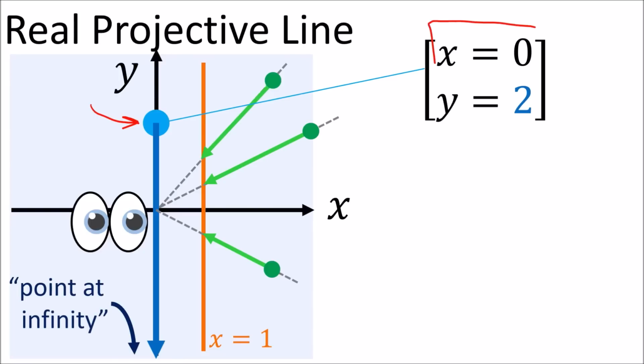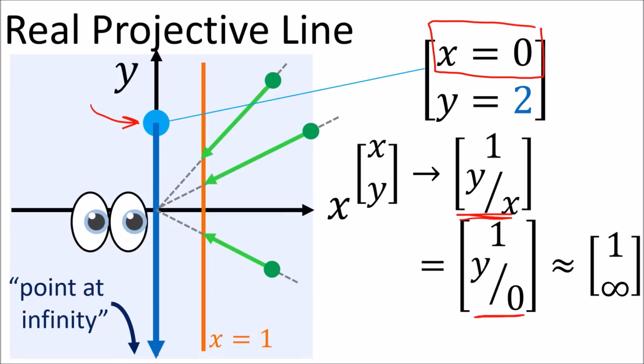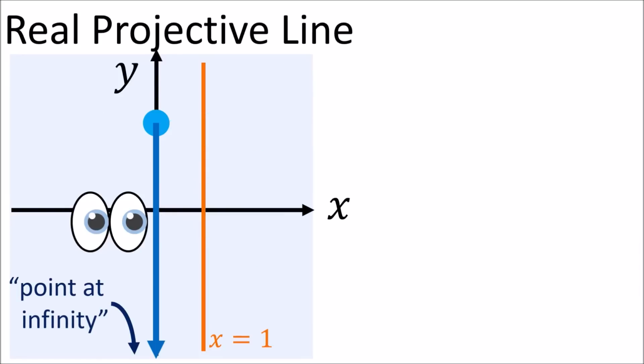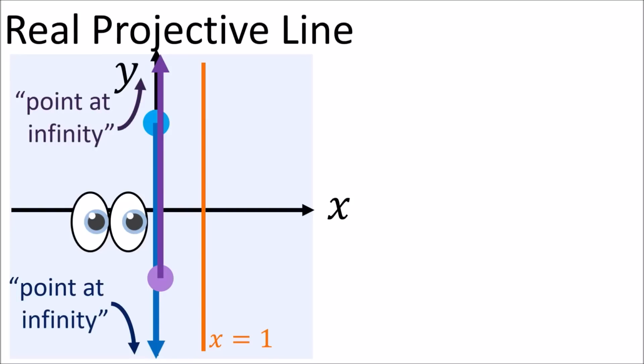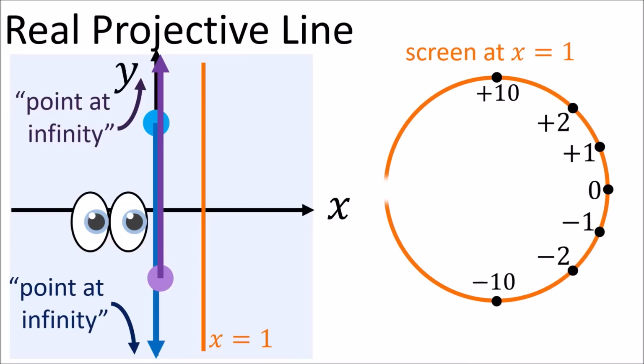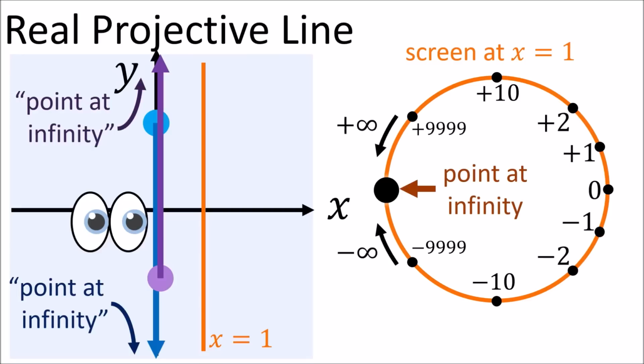Any point with a 0 x value will get projected to this point at infinity, because the y over x ratio involves division by 0. This point at infinity can be reached by projecting downward along the y-axis or upward along the y-axis. So there is a single point at infinity that can be reached by projecting infinitely in either the positive or negative directions. This point at infinity sort of joins up both infinite ends of the screen, so that it forms a continuous loop.